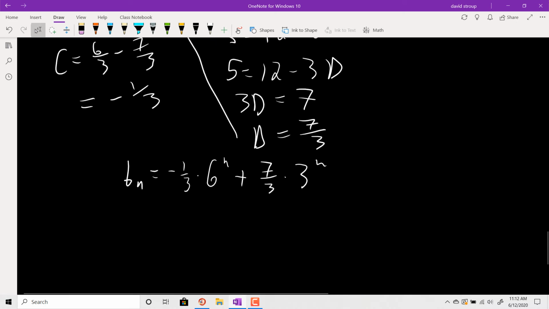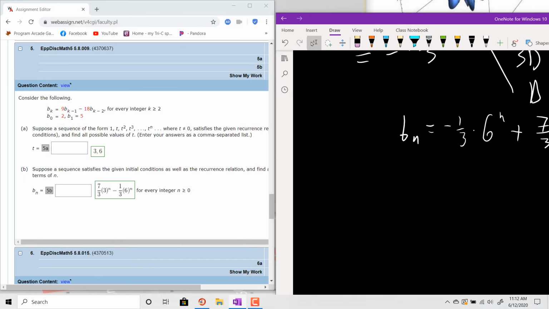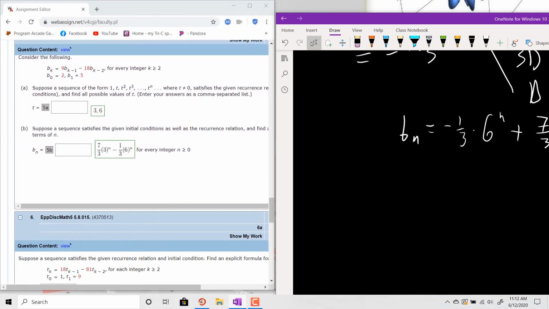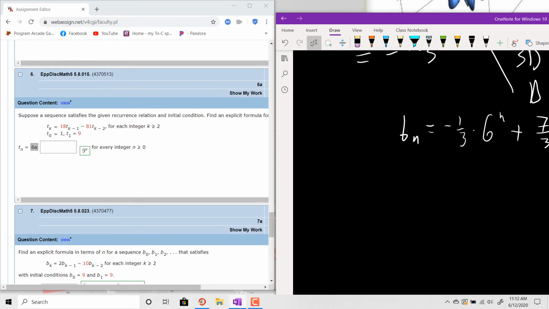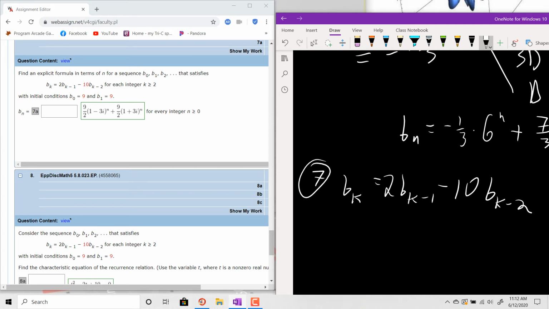Okay, let's do one more. They can get kind of nasty when you have imaginary solutions. So let's try one of the imaginary solutions and see how that goes. If I can find one. Oh, here's one. Okay, so let me write out that problem. This is number 7, maybe. We have b sub k equals 2 b sub k minus 1 minus 10 b sub k minus 2.